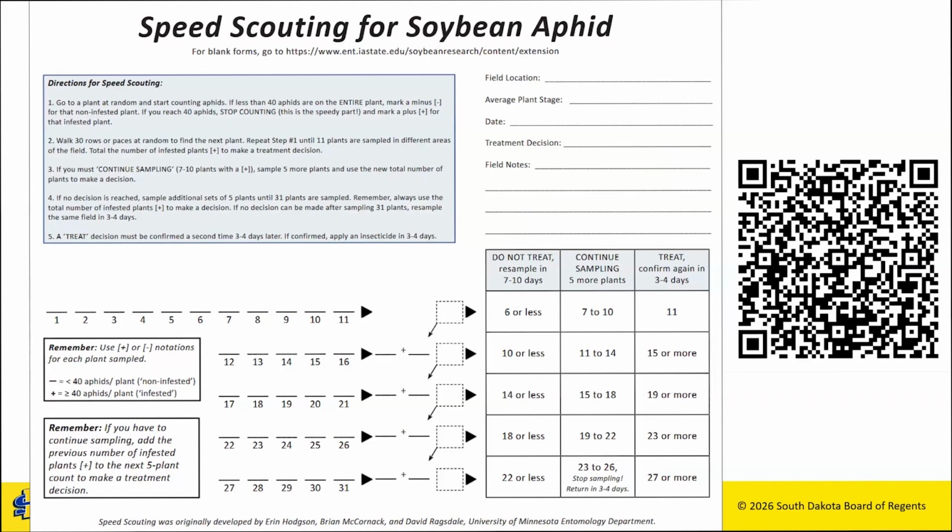So I'll give you a little bit more time, either scan or take a picture of that QR code, because this is very helpful speed scouting for soybean aphids. It cuts a lot of time, and you still get to make the correct management decision based on threshold. All right, I'll move on from there.